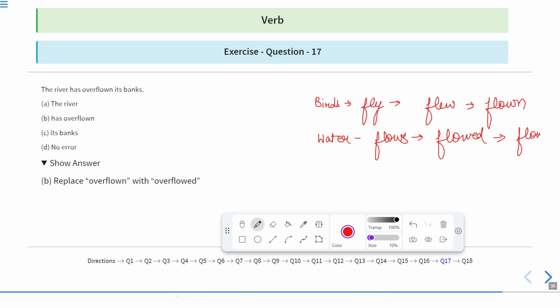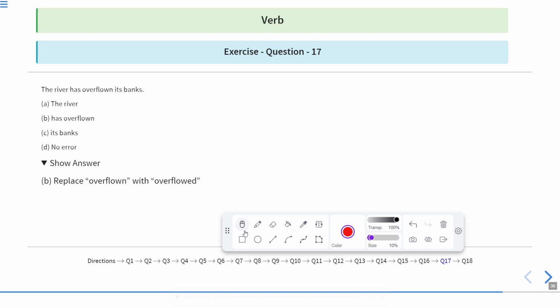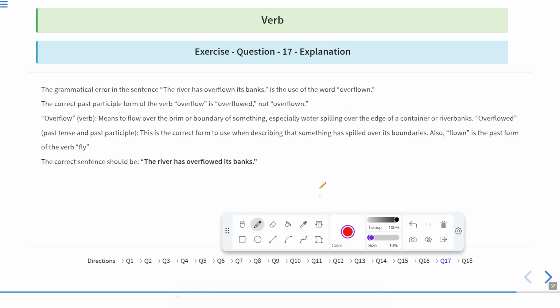Now, if we talk about the water, it flows, and if it is going beyond the banks of the river, obviously it has overflowed, not flown. Flown is actually the third form of fly, which a bird can do, but not the water. Okay, in a river there is water, and not the birds.